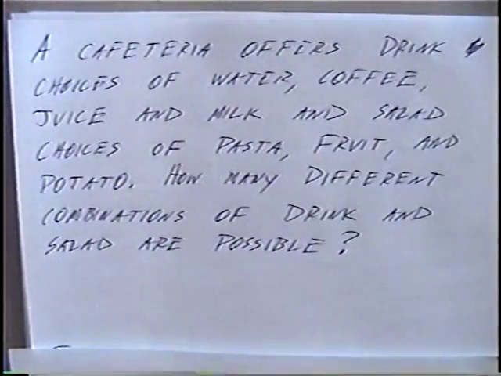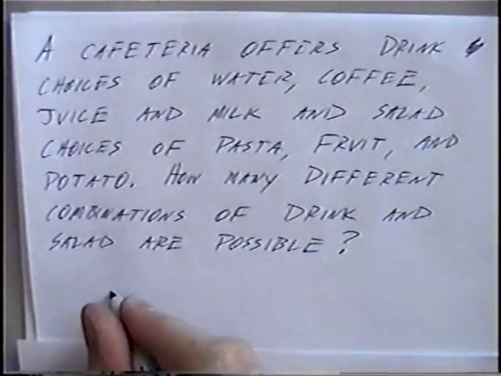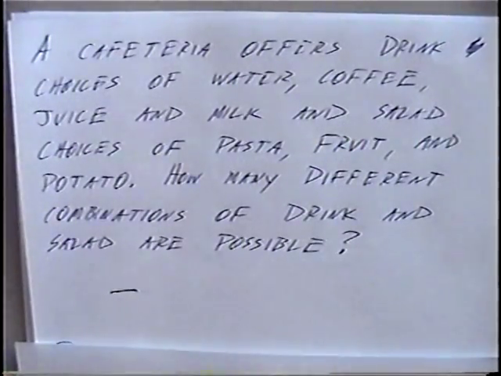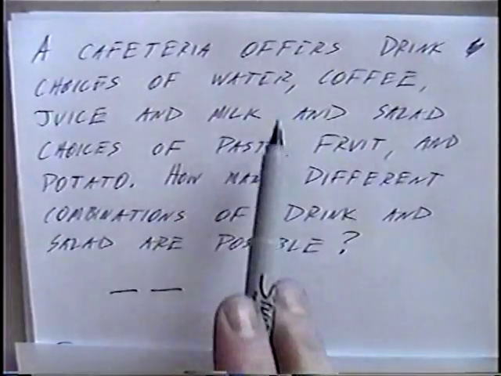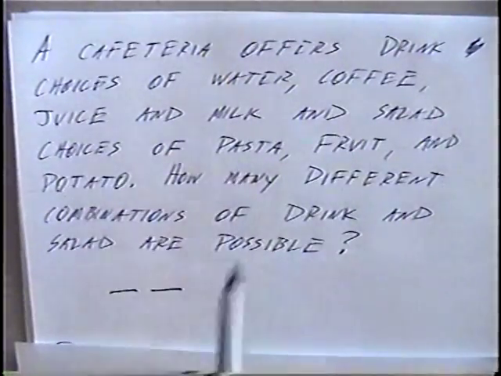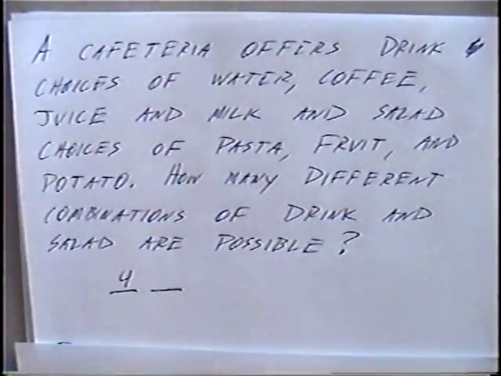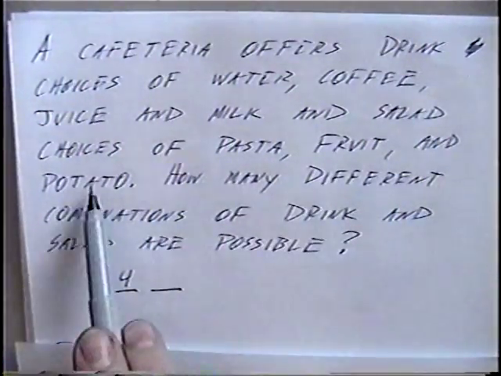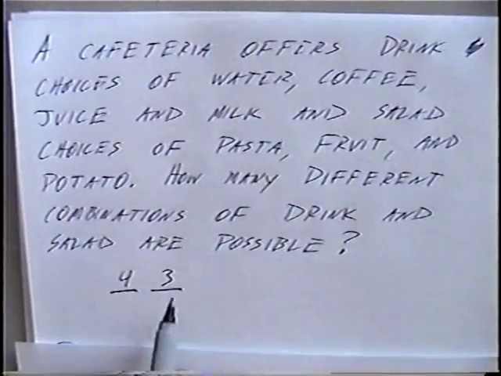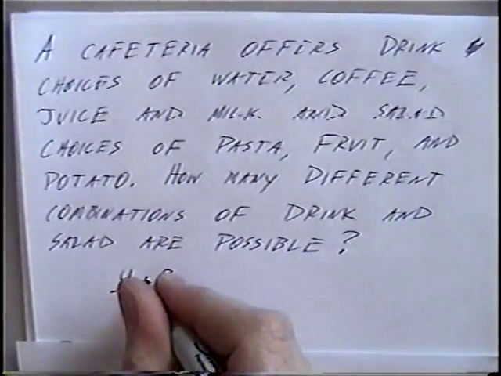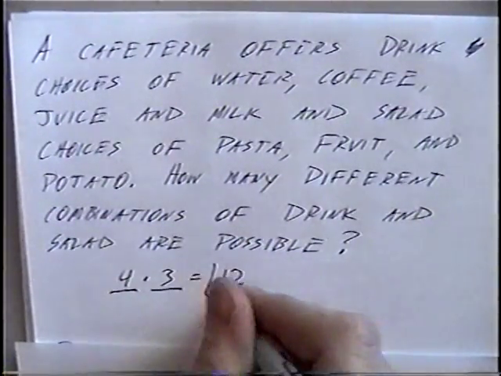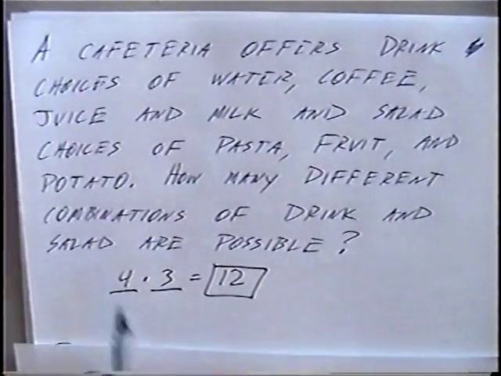For this question, we'll be making 2 choices. We're going to make a choice on which drink we're going to have, and we're also going to have a choice on which salad we have. Counting up the drinks, we have water, coffee, juice, and milk. So we have 4 different choices for the drinks. For the salad, we have pasta, fruit, or potato. So we have 3 different choices for salad. Again, multiplying those gives us 12 different options to order a drink and salad.